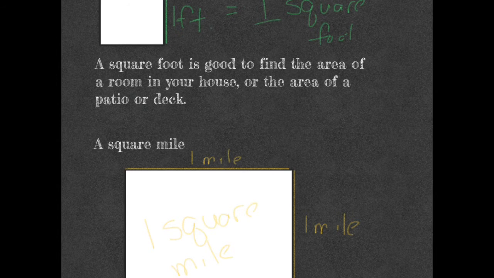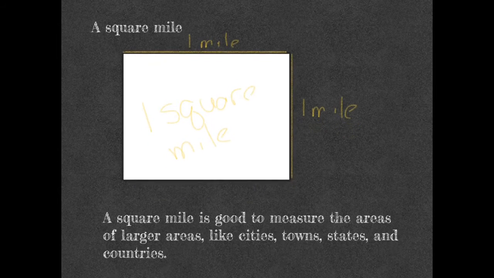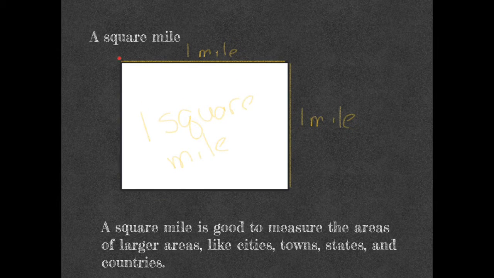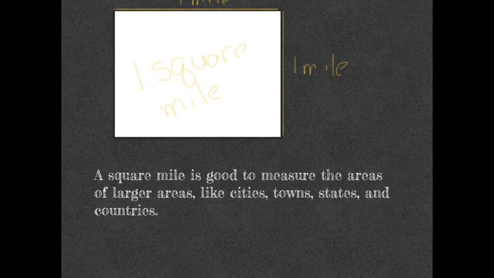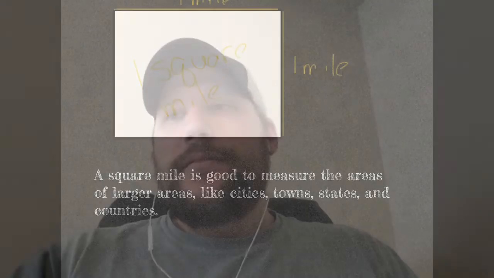But we can get even bigger. A square mile, again, is 1 mile by 1 mile. So this is a square mile. Obviously, a square mile is much bigger than the square you're seeing here, but this is just a representation of it. A square mile is good to measure larger areas like cities, towns, states, countries, things like that. So hopefully that can help you understand the difference between a square unit and just a unit.